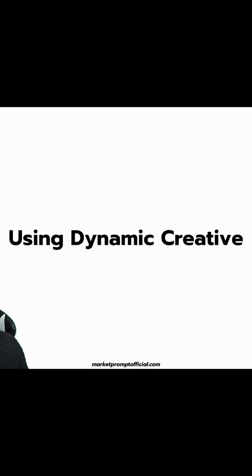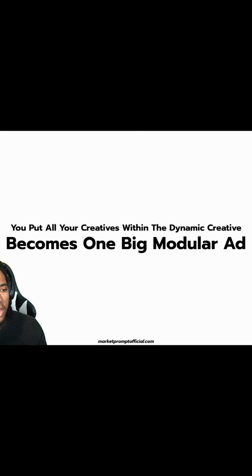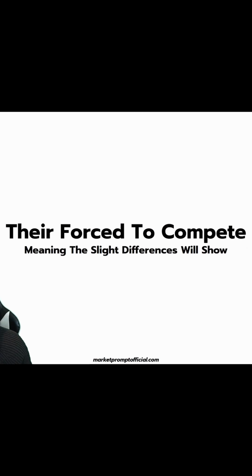How are we testing them? Using the dynamic creative. So this is how your normal dynamic creative is set up. You have your campaign, your ad set, which is going straight into the dynamic creative. Nothing else. There's no other dynamic creatives under that ad set, only one. And so when you put all your creatives within the dynamic creative, it becomes one big modular ad, and they're forced to compete, meaning the slight differences will show to see which ad is the most optimal approach.